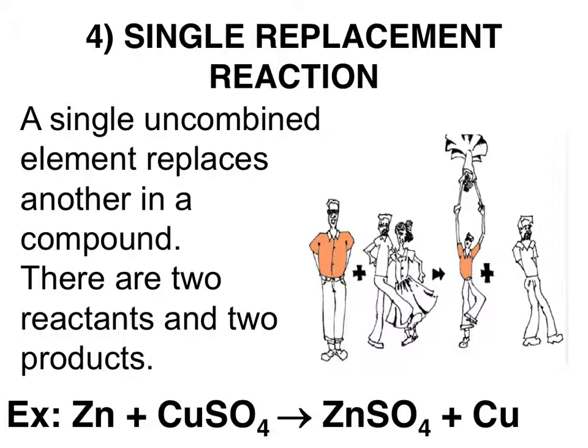Then, in the second half of the types of reactions in the unit, there are single replacement reactions. What happens is typically you're going to start with something in its elemental form and then a compound, and that element is going to replace, or actually your book calls this displacement reaction, single displacement.